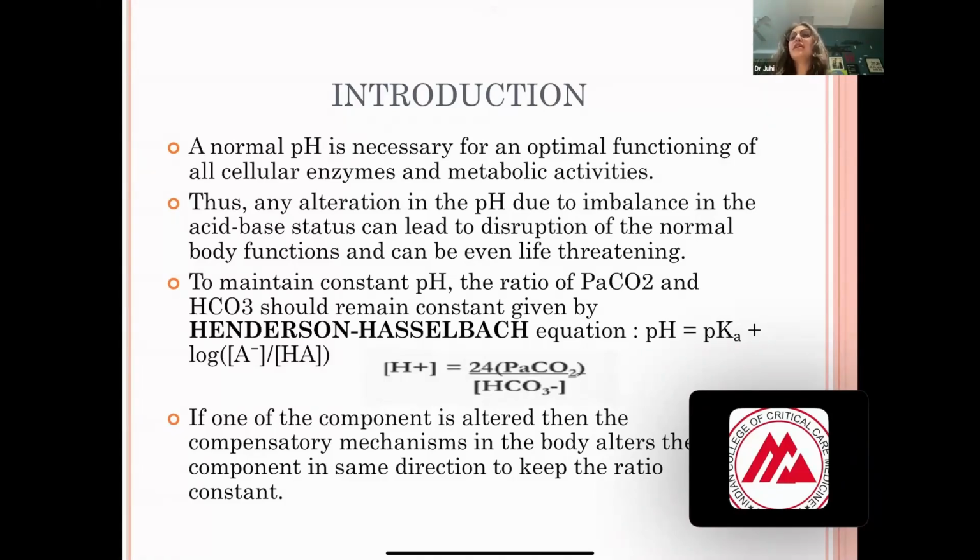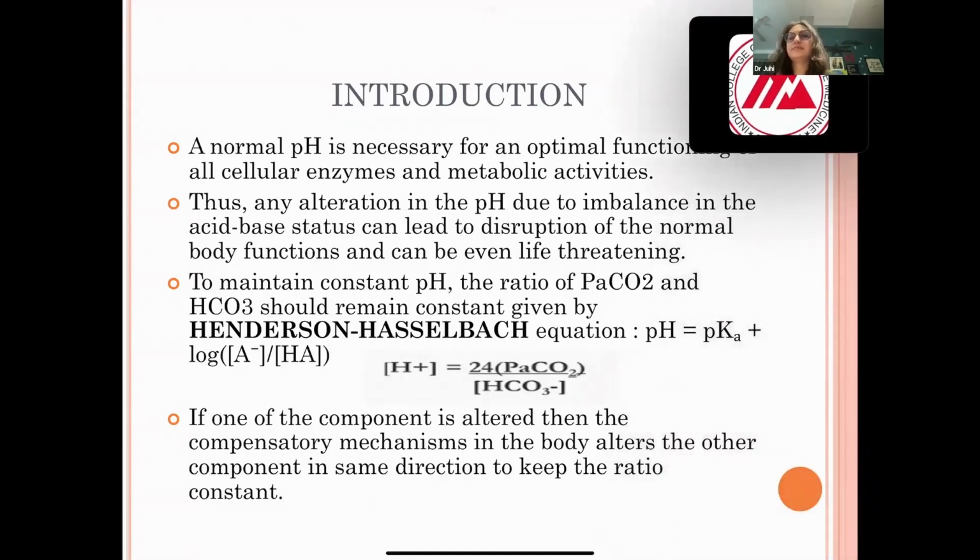Okay, so to maintain this constant pH, the ratio of the partial pressure of carbon dioxide and the bicarbonate should remain constant. This is given by the central equation, which is the backbone of all the acid-base physiology, by Henderson and Hasselbalch. The simplified version of it is hydrogen ion concentration is equal to 24 into PaCO2, that is the partial pressure of carbon dioxide, divided by the concentration of bicarbonate. Remember this equation for the further discussion.